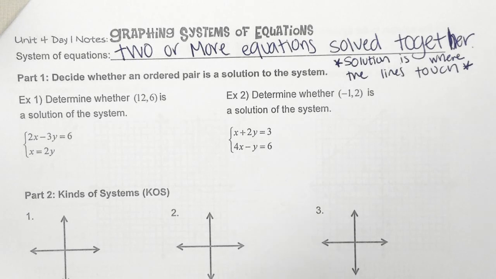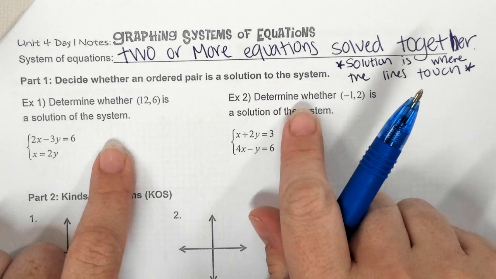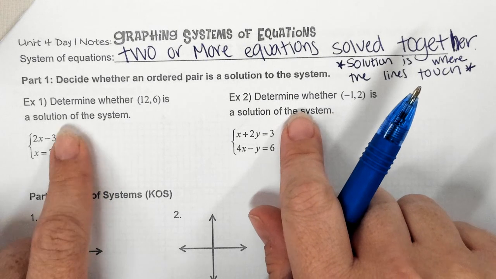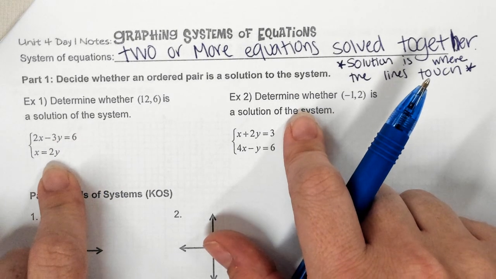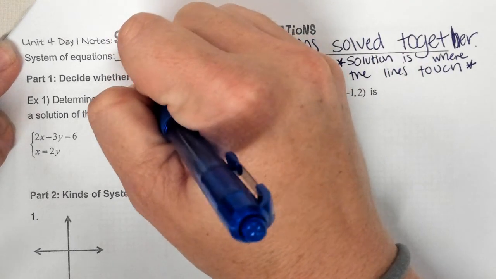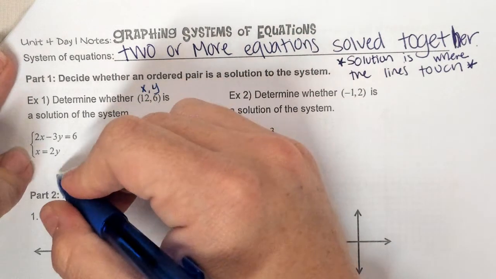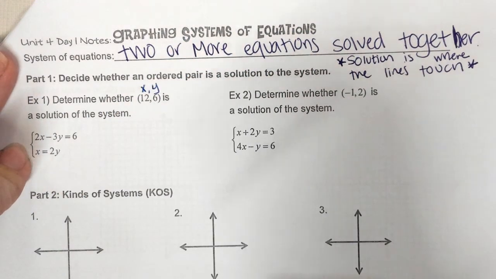I have no idea. Okay, anyways, so knowing that, the first part says part 1, decide whether an ordered pair is a solution to the system. Okay, so to be a solution to the system, it has to satisfy or make a true statement when plugged into both equations. So if I plug this 12, 6, x, y into this equation and this equation, they should both be true if it's a solution.